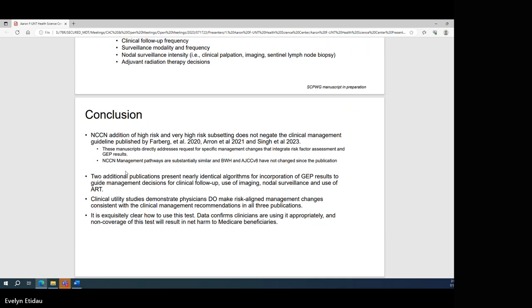And here is my conclusion slide. It's really just highlighting all the main points I already laid out. I'm not going to take up your time being repetitive here, but I do hope that the medical directors can please consider positive coverage as we all continue to try to do what is best for our patients diagnosed with cutaneous squamous cell carcinoma. And thank you again for all your time.